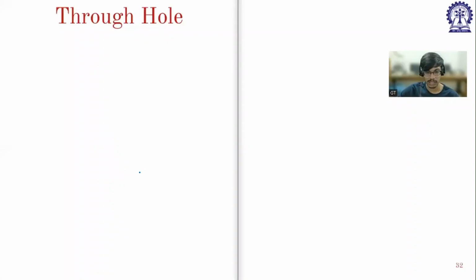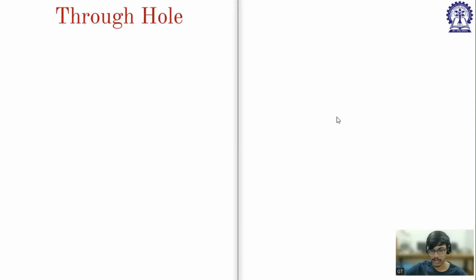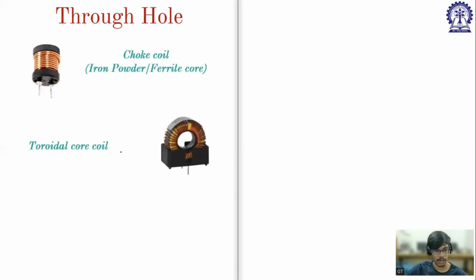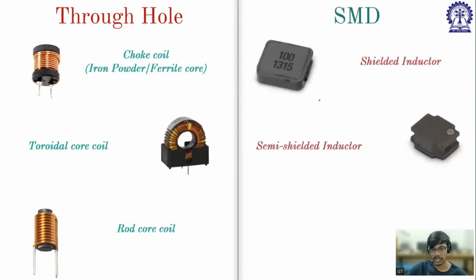As SAR has been discussed, there are different types of inductors. One is through hole, and the other one is SMD. Through hole has different inductors: one is the choke coil, another one is the toroidal coil, and the other one is the rod core. Depending upon their names, their shape as well as the core will change. In SMD, we have shielded inductor, semi-shielded inductor, and unshielded inductor. In the unshielded one it will be completely open and the windings will be visible. Here it is not visible.